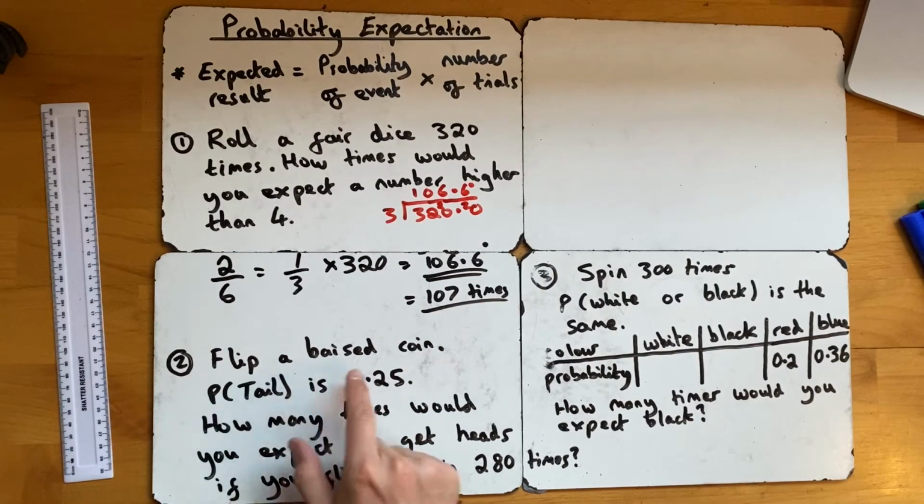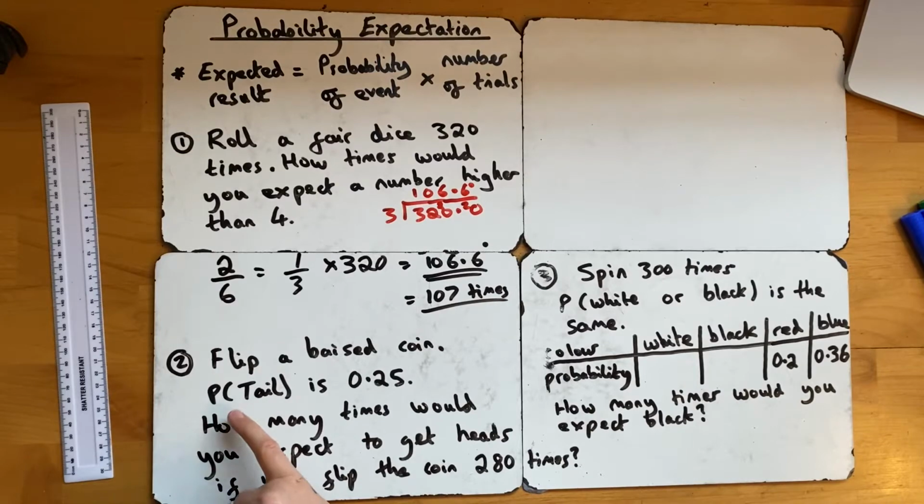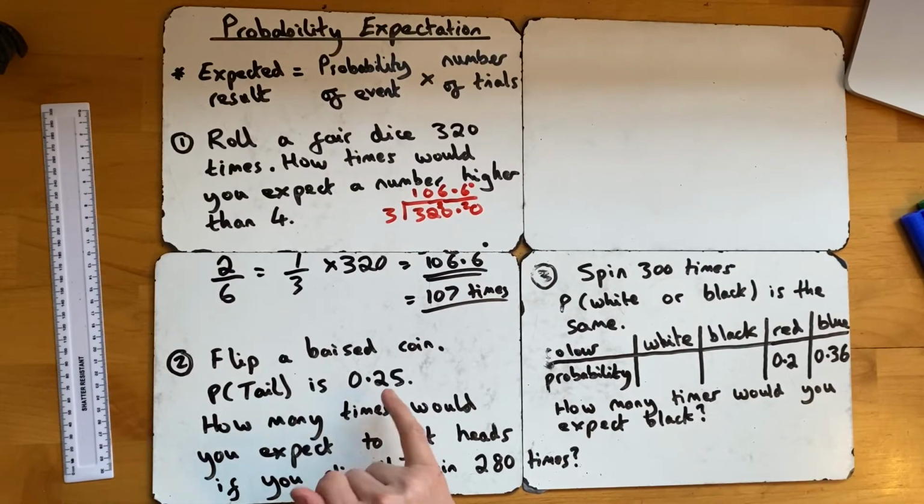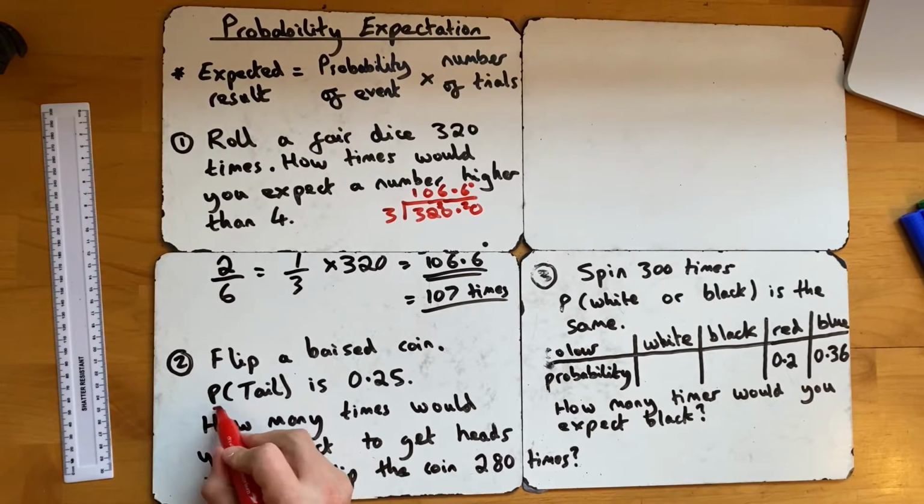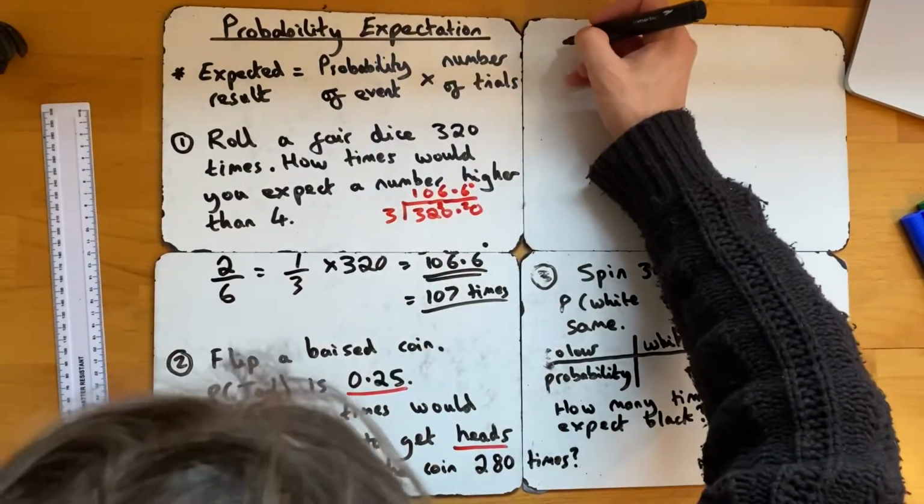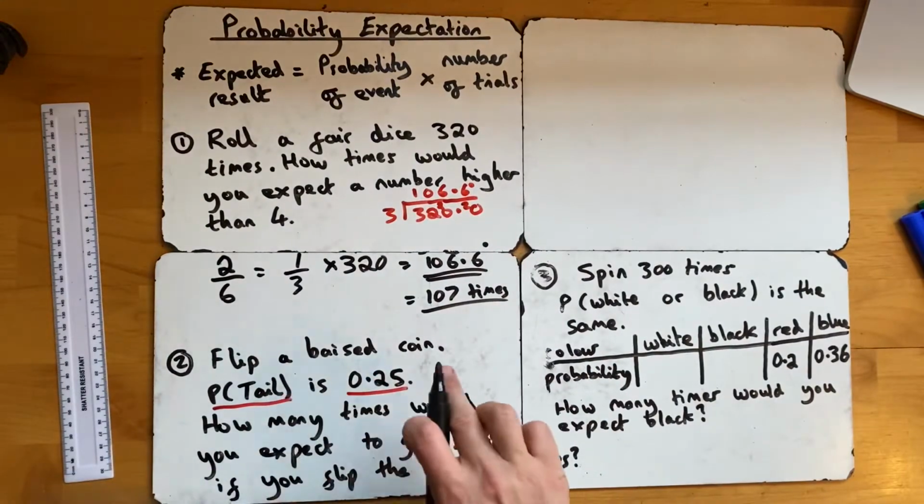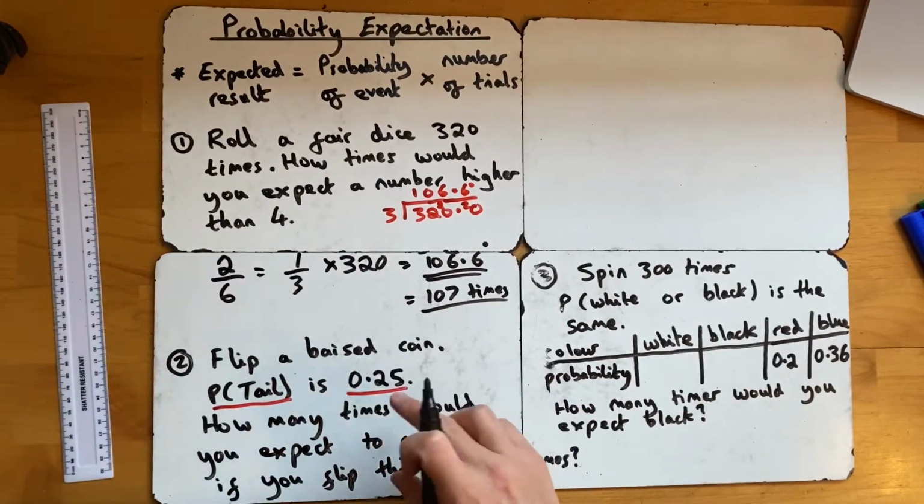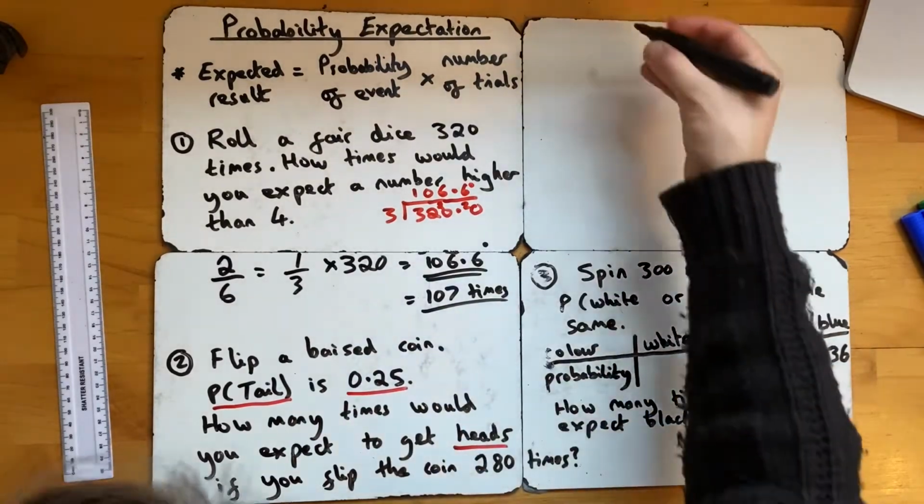Okay, flip a biased coin. The probability of a tail is 0.25. How many times would you expect to get heads if you flip the coin 280 times? Okay, so the probability of a tail is 0.25, but it's asking for how many times would you expect heads. Well, from yesterday's lesson, you know the tail plus the head have to add up to 1. So 0.25 plus 0.75 makes 1.